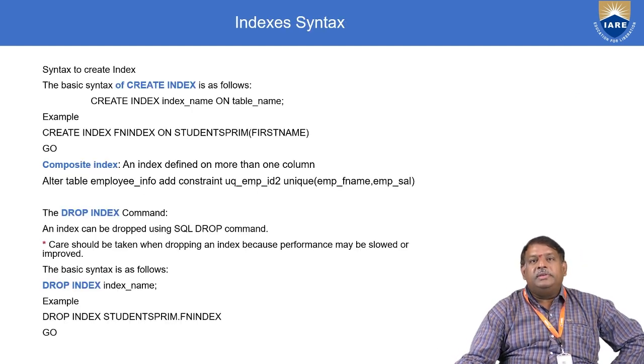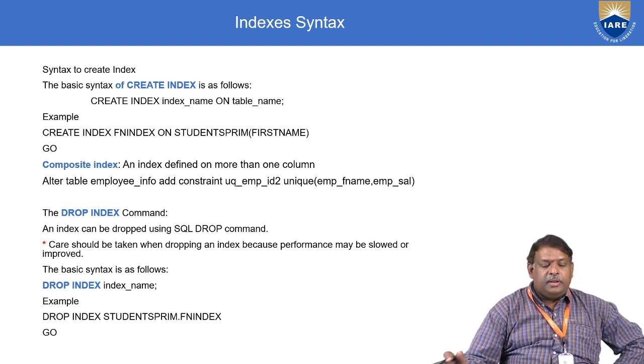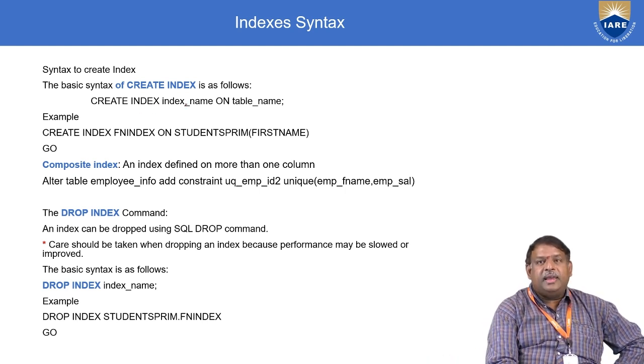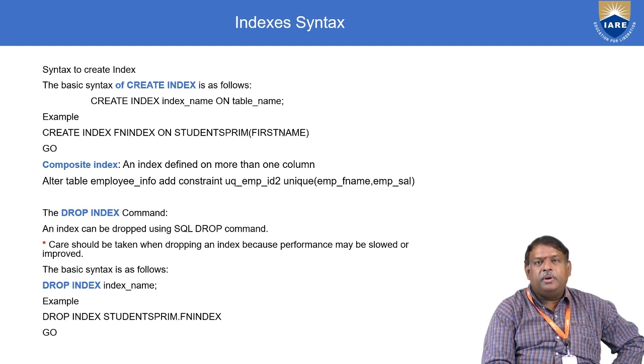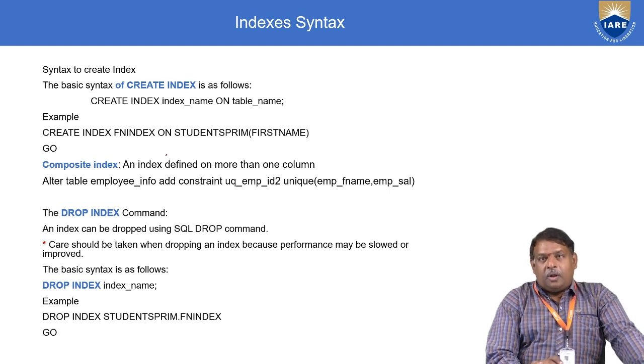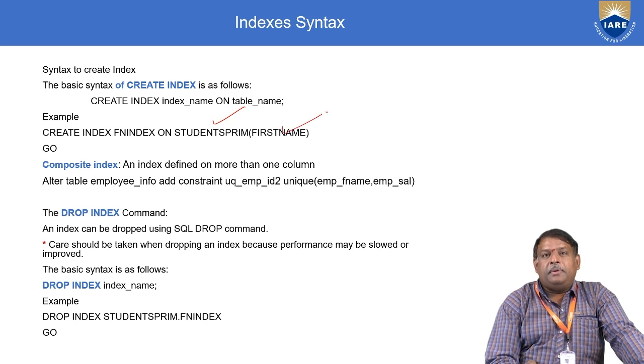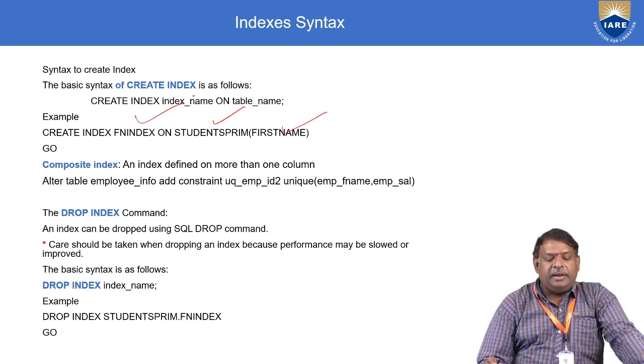Now, we'll see the syntax to create an index. Create index, index name, on table name. For example, create index F1 index on student prime, first name. You're creating an index on first name. The student prime is the table name, first name is the column name, and the name of the index is F1 index.